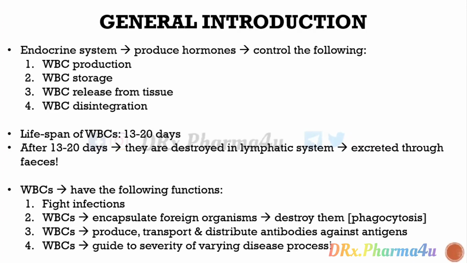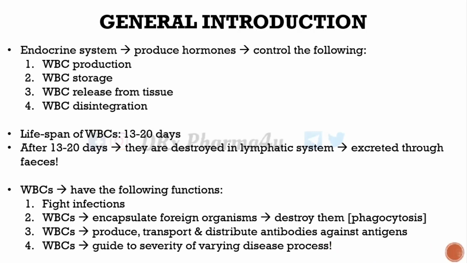The lifespan of WBCs is 13 to 20 days. As you know, for RBCs it is 120 days. For WBCs, it is 13 to 20 days. And after 13 to 20 days of lifespan, they are destroyed in the lymphatic system, and they are excreted through feces. This is how the WBC regulation occurs.